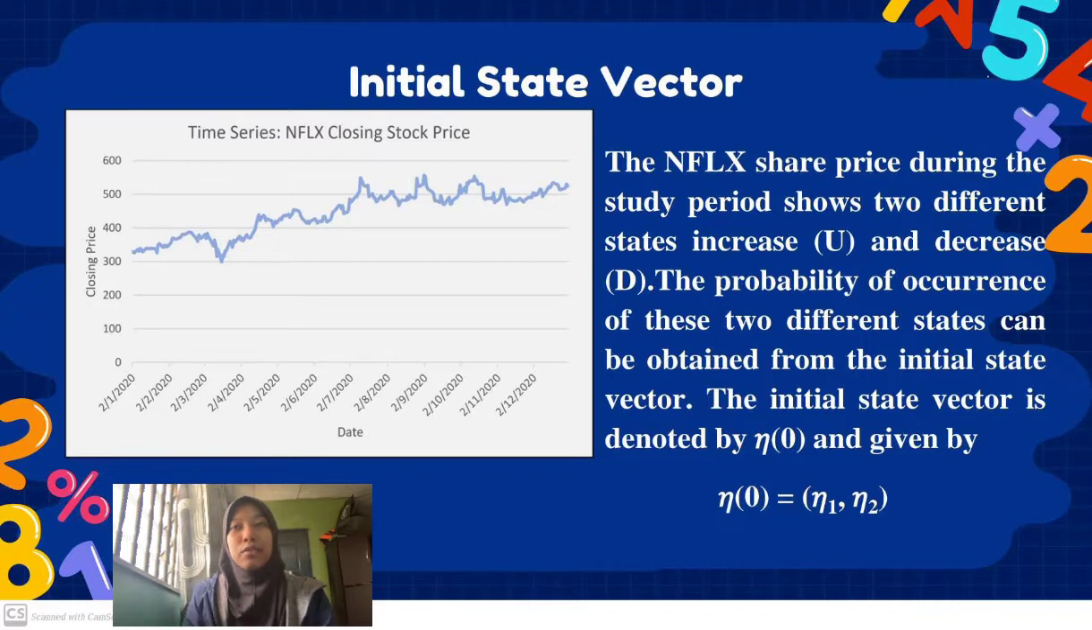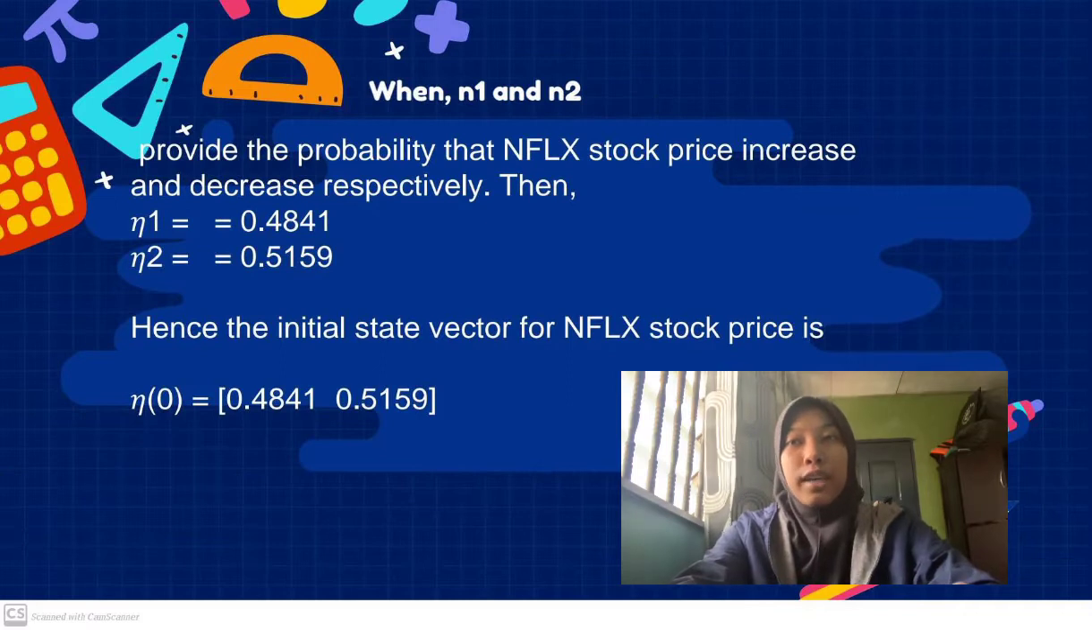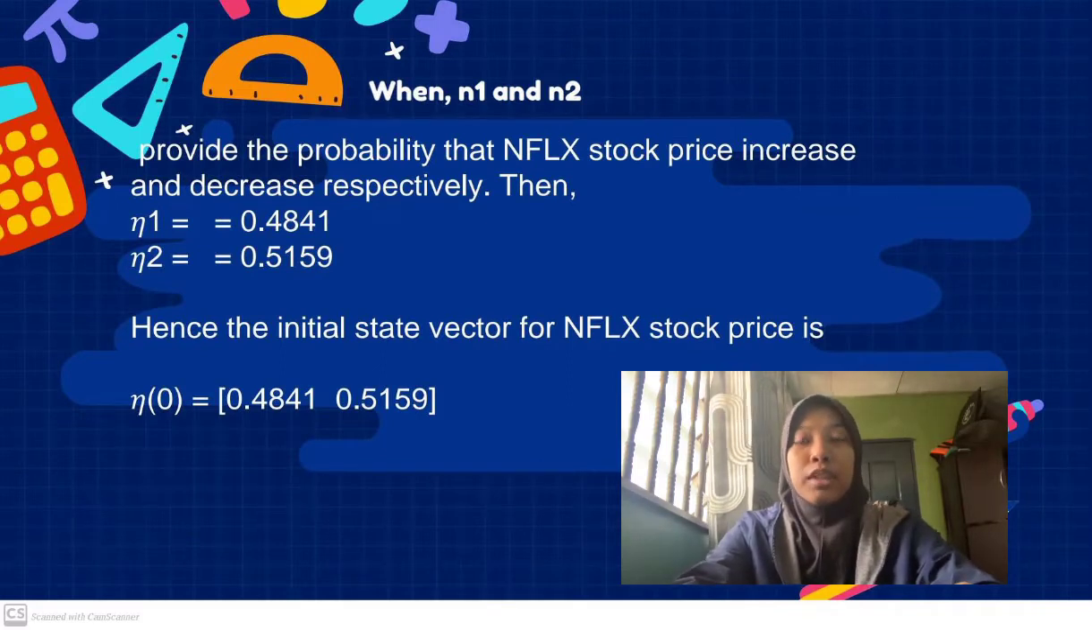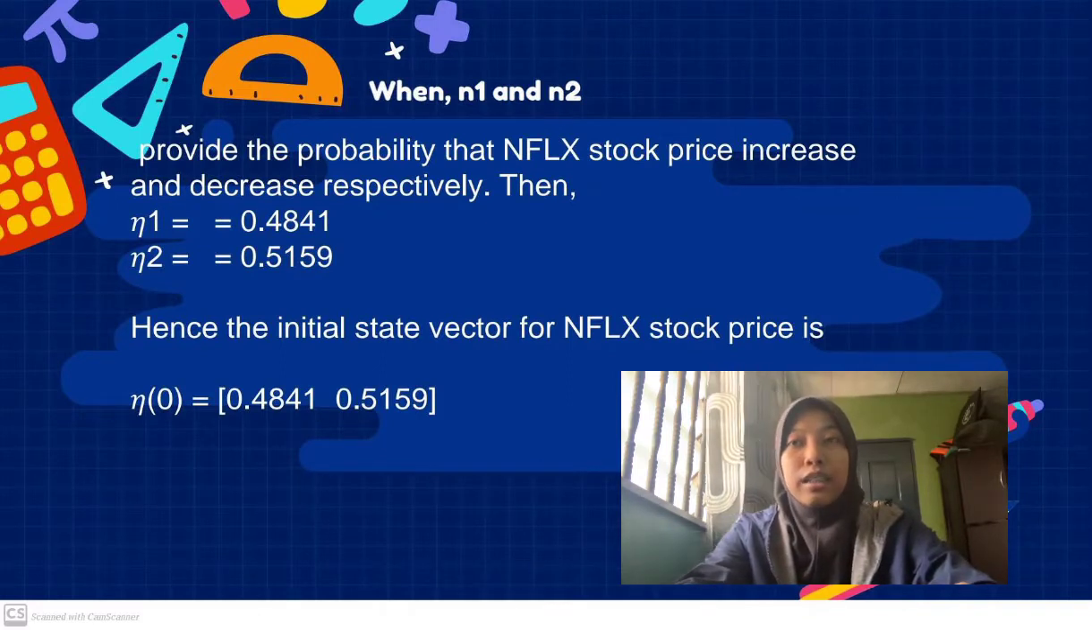The Netflix share price during the study period shows two different states, which are increase and decrease. The probability of occurrence of these two different states can be obtained from the initial state vector. The initial state vector is denoted by eta 0 and given by eta 0 equals eta 1 and eta 2, where eta 1 and eta 2 provide the probability that Netflix stock price increase and decrease respectively.